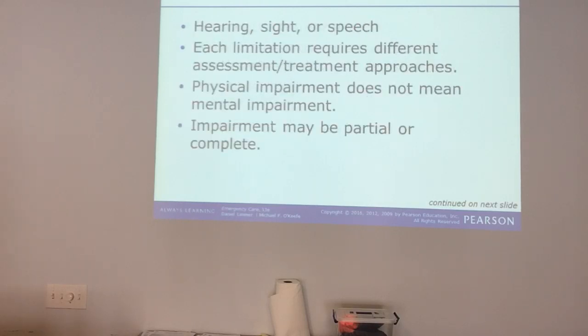Physical impairments: hearing, sight, or speech. Each limitation requires different assessment and treatment approaches. Physical impairment does not mean mental impairment, and that's really important. These people can be fully with it. So don't treat them any different. Not that you shouldn't treat anybody any different, but be careful. If you make a snide comment, they're going to hear it, and they're going to understand it, and they're going to know it.